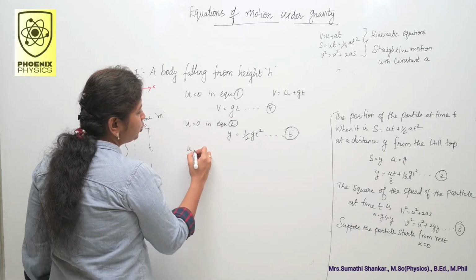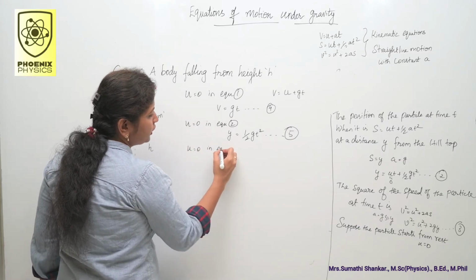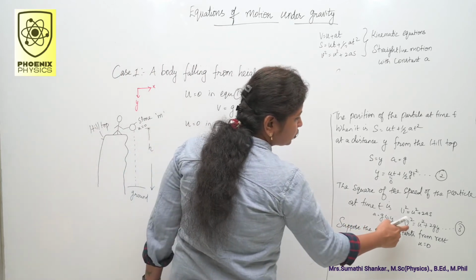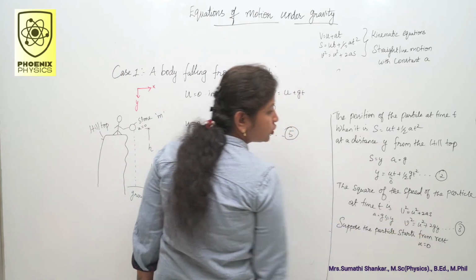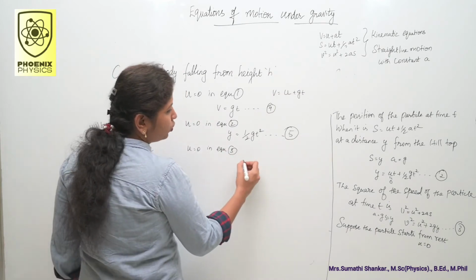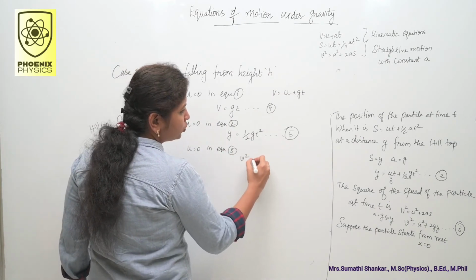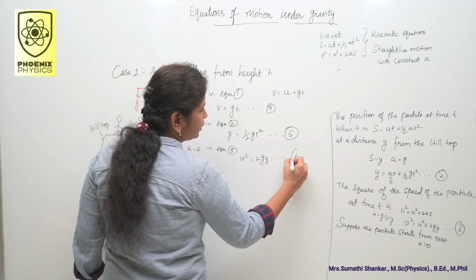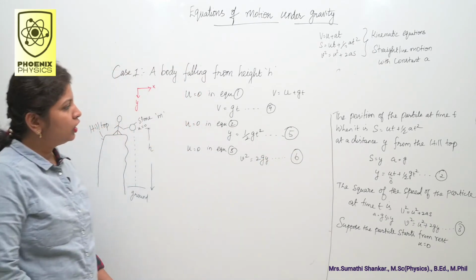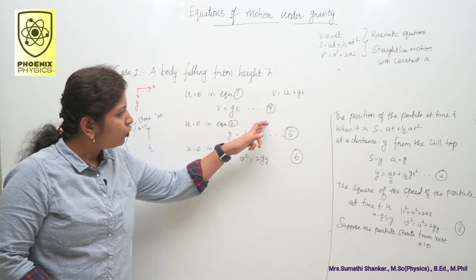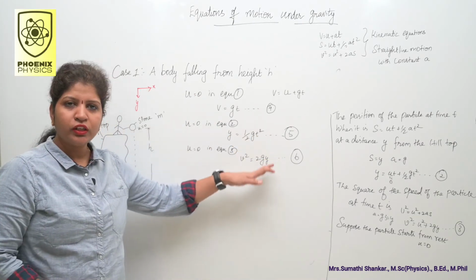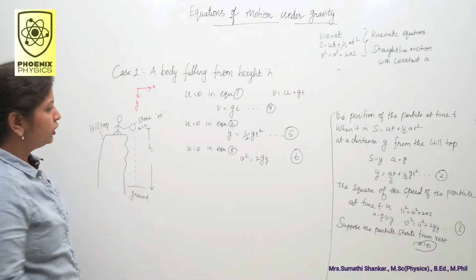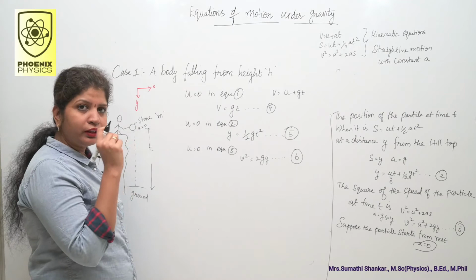Similarly, substitute u is equal to 0 in equation 3. Which is our equation 3? That is v square is equal to u square plus 2gy. So v square is equal to 2gy. This is our sixth equation. So how do you get the 4th, 5th and 6th equations? By considering u is equal to 0. We are going to calculate the time.